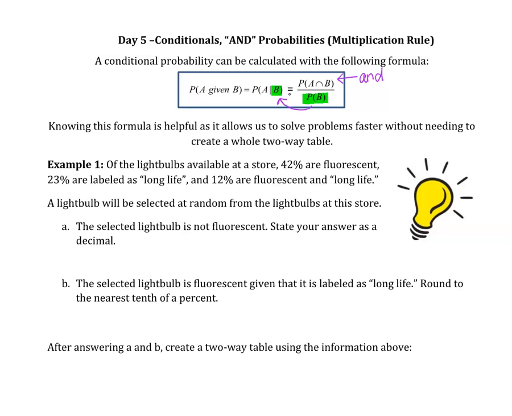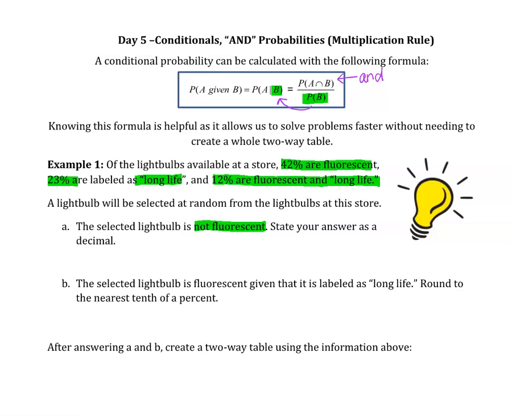entire two-way table. So for example, of the light bulbs available at a store, 42% are fluorescent, 23% are labeled as long life, and 12% are fluorescent and long life. A light bulb will be selected at random from the light bulbs at the store. I want to find the probability that the selected light bulb is not fluorescent. And we'll state our answer as a decimal.